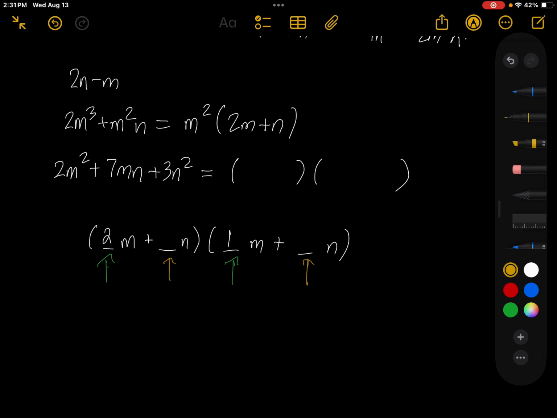You want to make it so when you distribute, you get a 7mn. And if you do 3 and 1, that's going to work, like this. Because then when I distribute, I get 2m squared plus 6mn plus mn plus 3n squared. So this factors as 2m plus n times m plus 3n.